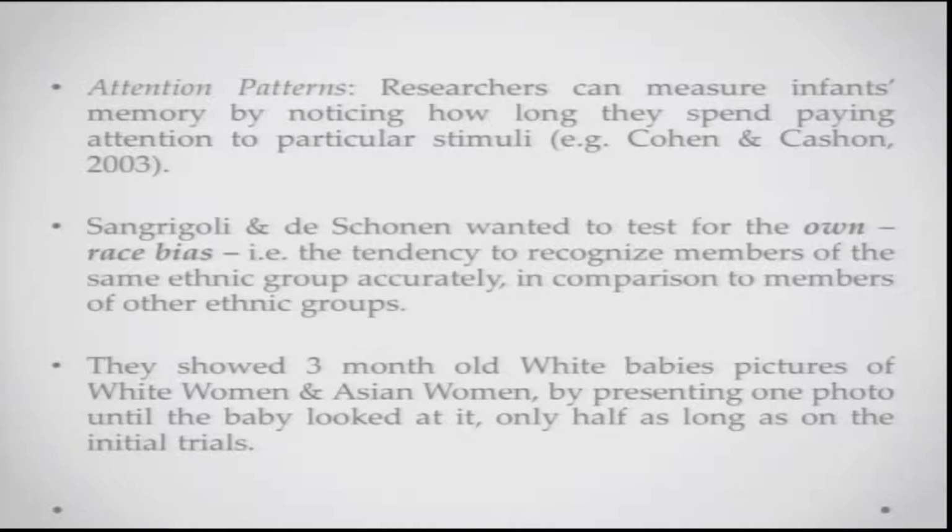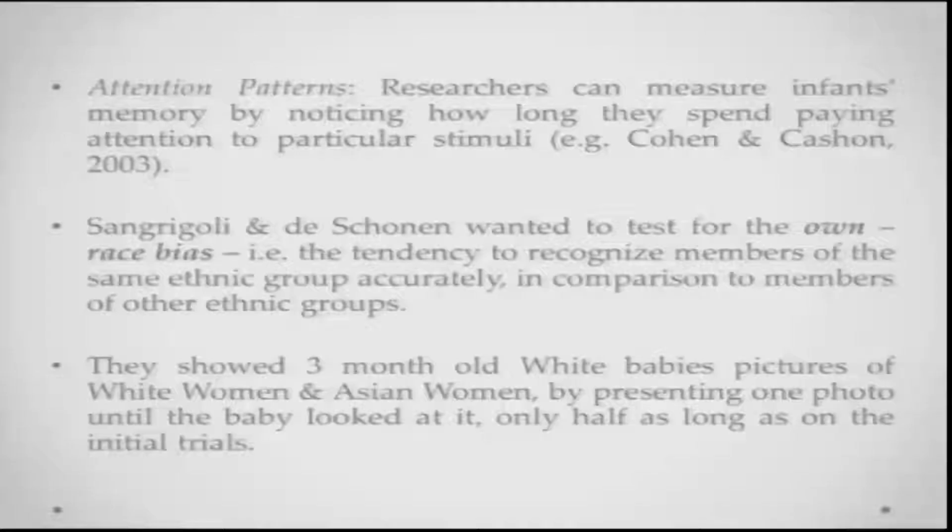Now, own race bias in memory refers to the tendency of people to recognize members of the same ethnic group more accurately in comparison to members of other ethnic groups. So, Caucasian children are given a task to memorize Caucasian faces versus, say, African American faces. Generally, these children would recognize faces of Caucasian people slightly better than they would recognize the features of African American people. Now, it is just an example.